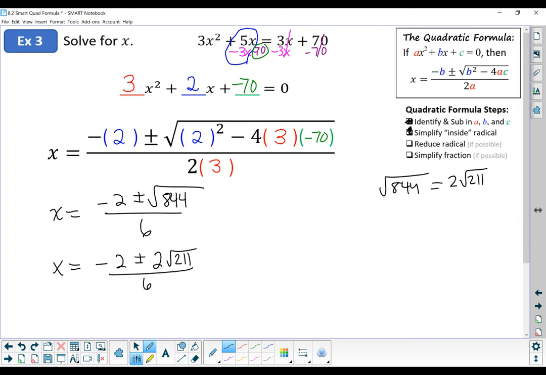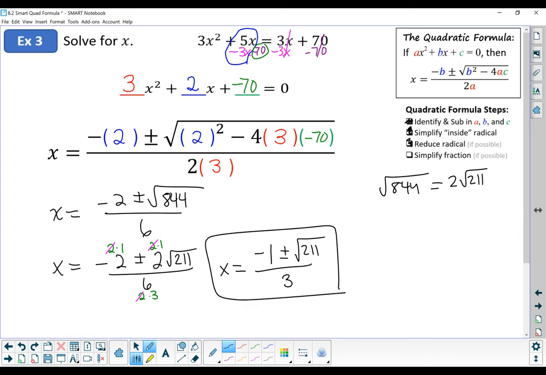And now, we've reduced our radical, and now we need to try to simplify our fraction. Well, it looks like they all have a factor of 2. This is 2 times 1, this is 2 times 1, and this is 2 times 3. So they all have a factor of 2 that can reduce. So this leaves us with negative 1 plus or minus root 211. You can have a 1 in front of that root if you want, and it's all over 3. So those are our two answers to this quadratic equation.